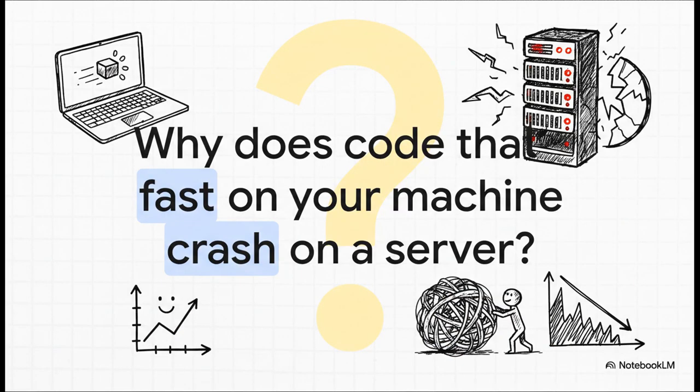I'm pretty sure we've all been here. You write some code, it runs like a dream on your laptop with your little test data set. But the second you push it to the server and it meets real-world data, it slows to a crawl, or worse, just completely crashes. What is going on?